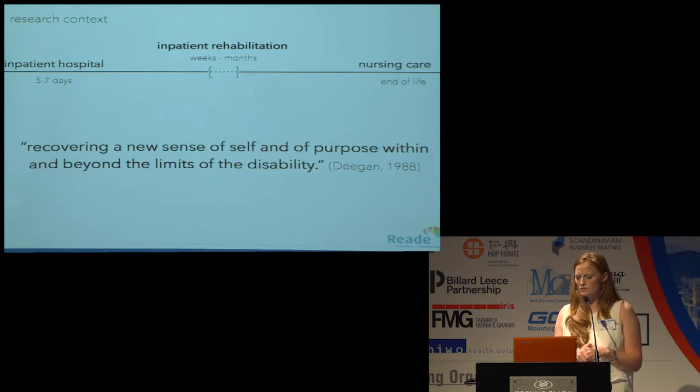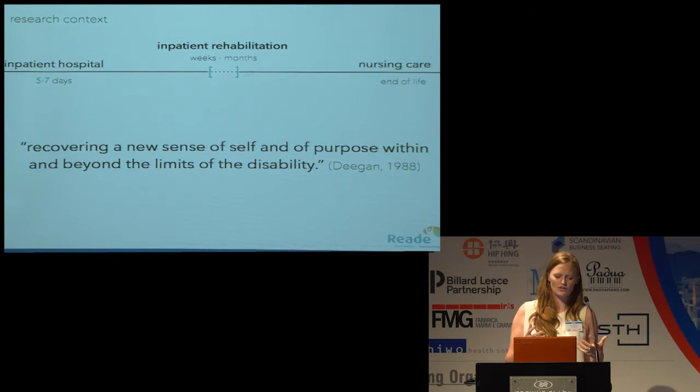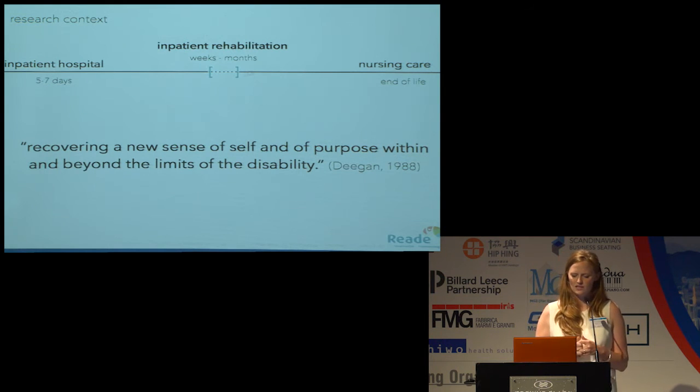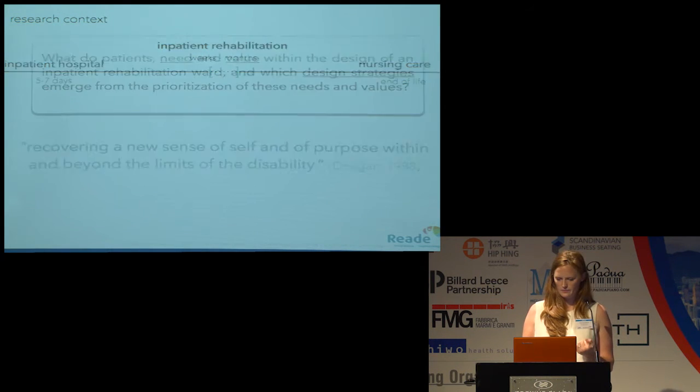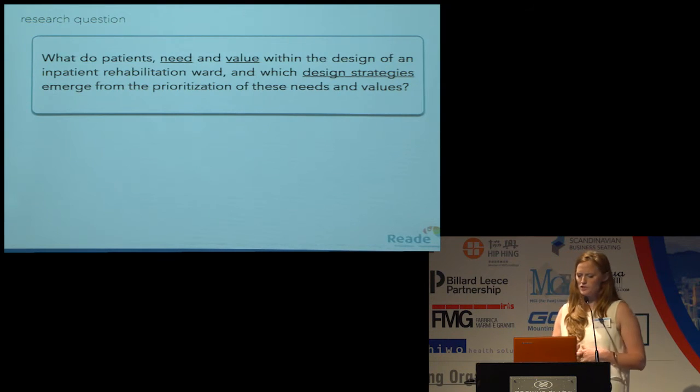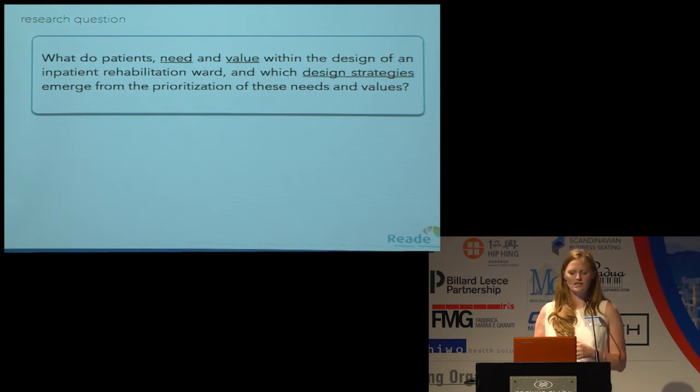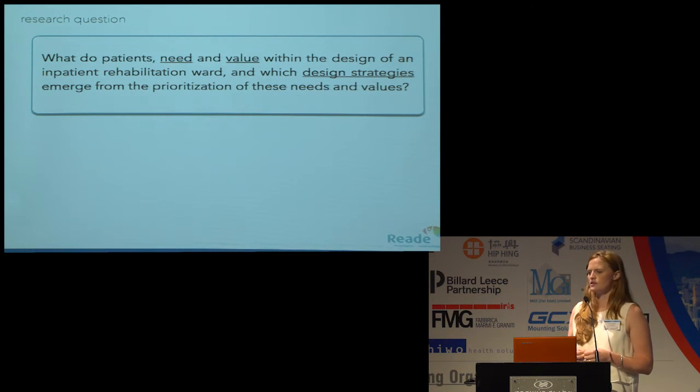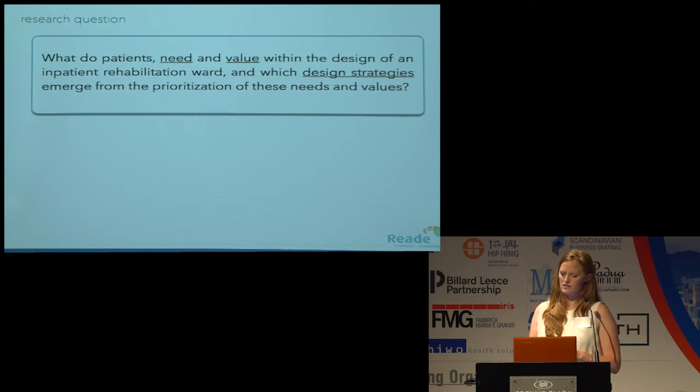I came across this quote from 1988 by Patricia Deegan that I thought was quite poetic and captured rehabilitation as recovering a new sense of self and of purpose within and beyond the limits of disability. So this was my research question. What do patients need and value within the design of an inpatient rehabilitation ward, meaning their care environment, and which design strategies emerge from the prioritization of these key needs and values?